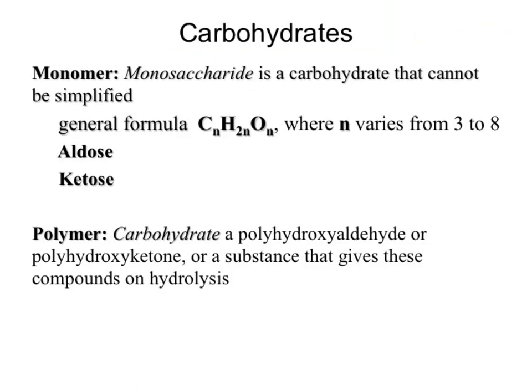Our general formula for these is CnH2nOn, so we have the same number of oxygens as we do carbons. And as far as what we're concerned about with our carbohydrates, we're varying between 3 to 8 carbons. Why would we stick in that 3 to 8 range and not go more or less? Okay, let's try the more end of it. Why not go more?